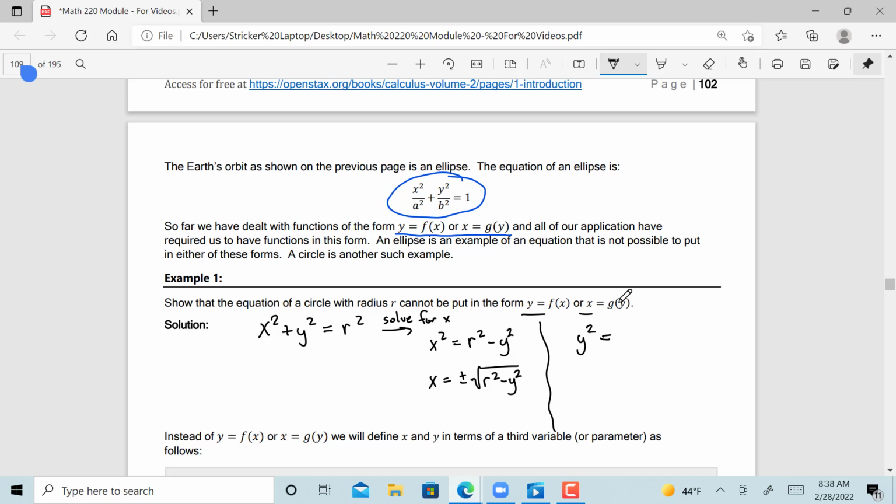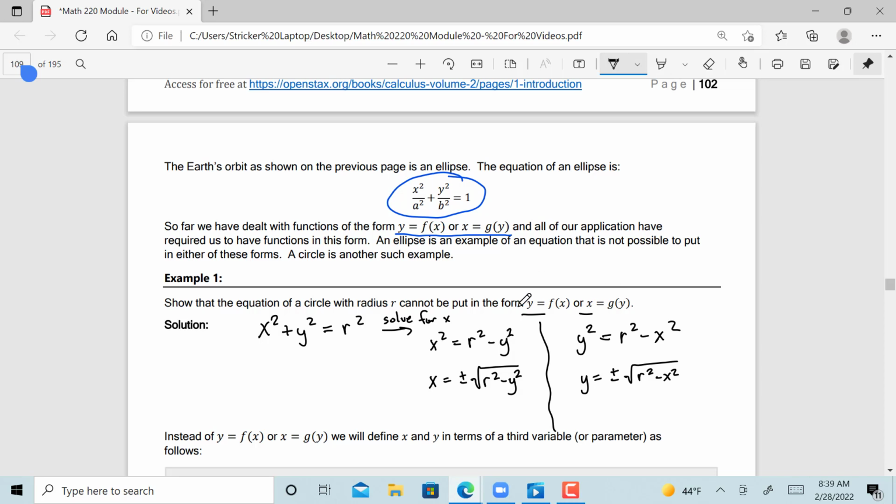Okay, so again, solving for y, we have y squared equals r squared minus x squared, which means y is equal to, again, plus or minus the square root of r squared minus x squared. Again, it's two functions. The positive square root is the top half of the circle. That's when y's are positive, and the negative square root is the bottom half of the circle. That's when y values are negative.